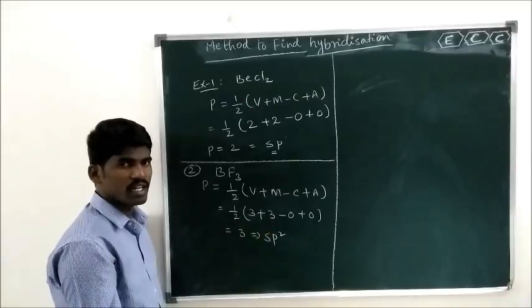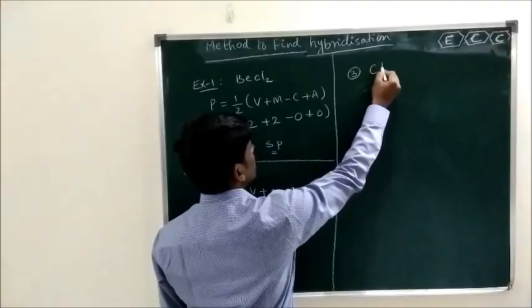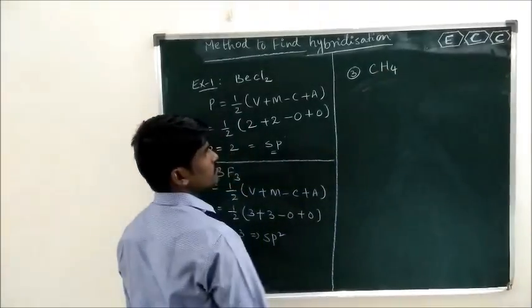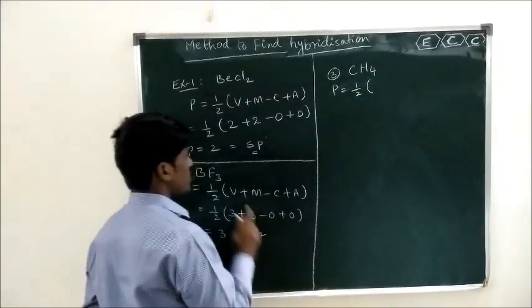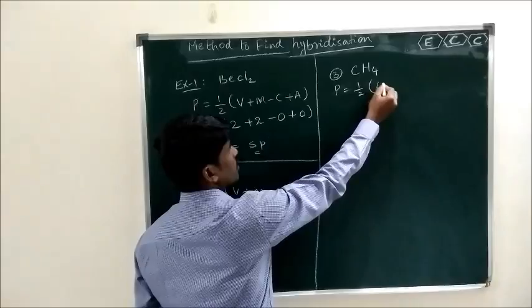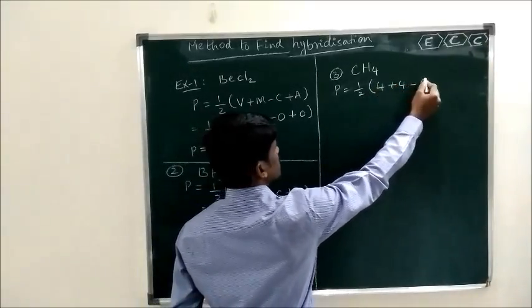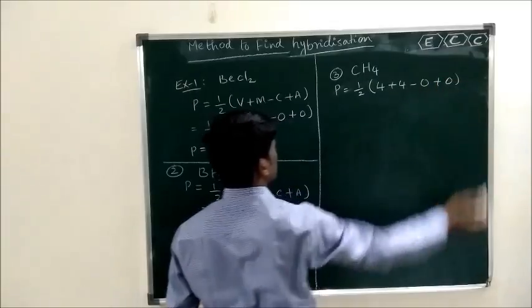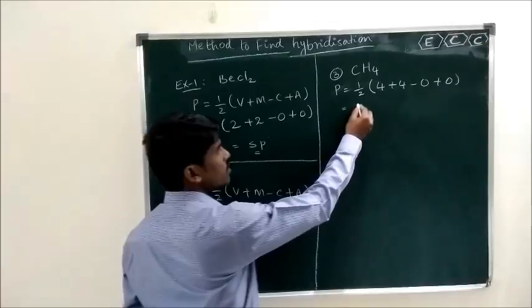Hence, hybridization is sp2. Now, let's look at a common example, that is methane. In methane, P is equal to half of V plus M minus C plus A. Valence electrons in carbon are 4. Monovalent atoms are 4. Charge on cation 0, charge on anion 0. So 4 plus 4, 8. 8 by 2, 4.